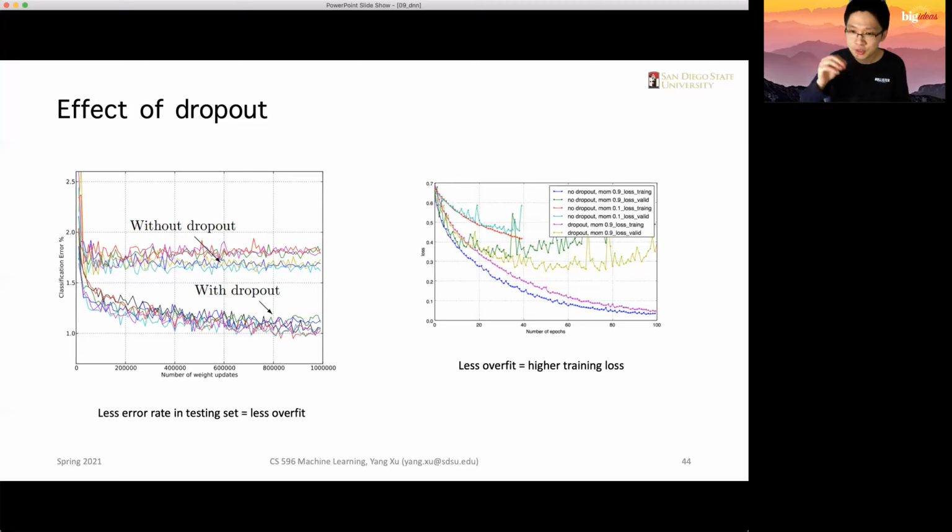Okay, because each time we have a mini batch or a new data example, we change the structure of the model. So in theory, the model should have worse performance on the training sets, right? Because we're making random changes. The model should not know the training data as well as models without dropout, okay? But that is okay. It's a trade-off. We fit the training data worse, but we actually perform better on the testing data sets.